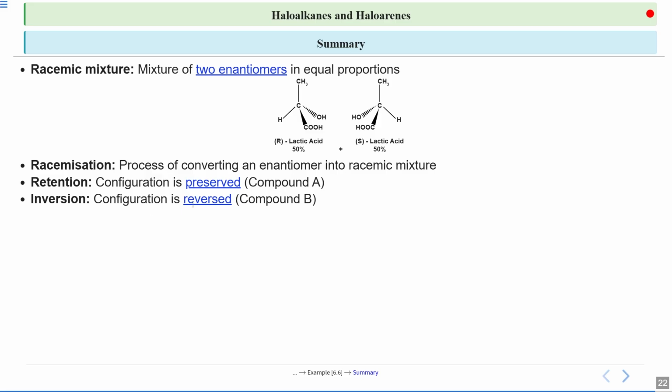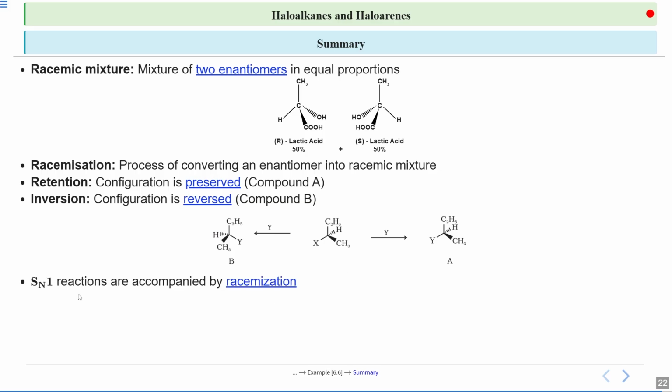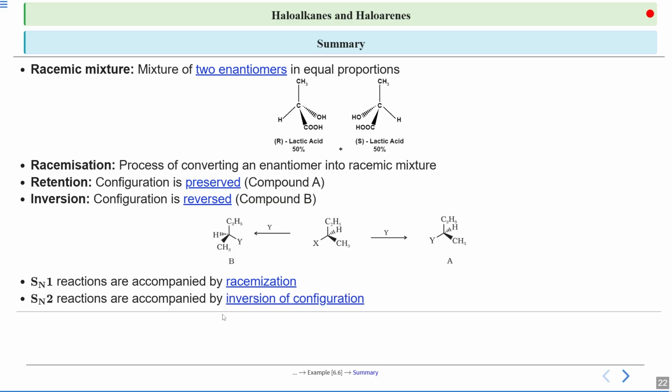Compound A and compound B are showing retention and inversion in this diagram. Compound A is showing the preservation of configuration, that is retention. And compound B is showing the reversal of configuration, that means inversion. SN1 reactions are accompanied by racemization, and SN2 reactions are accompanied by inversion of configuration. So these are the concepts that we have covered majorly today.